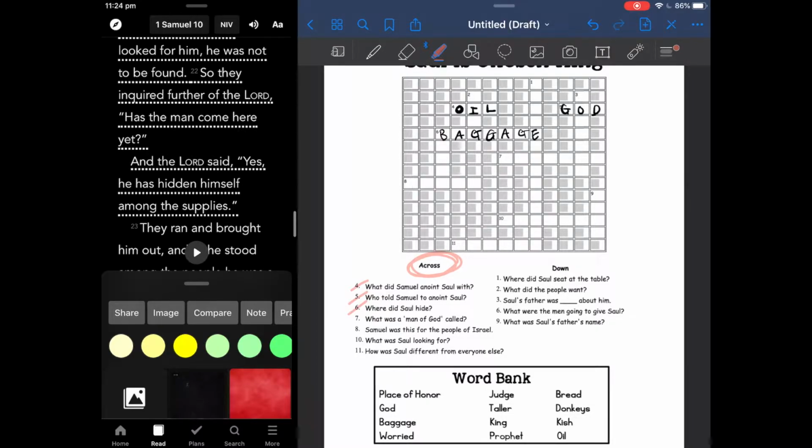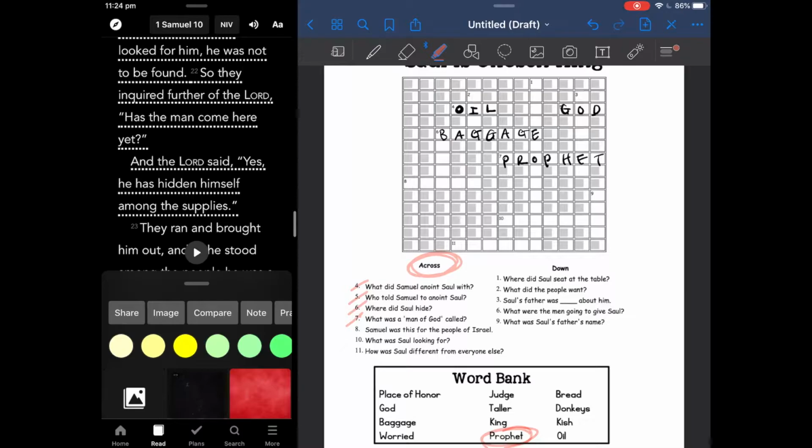What was the man of God called? Ooh, this is actually a little bit tricky, but if I see the word bank, it says place of honor, God, baggage, word, judge, taller, king, prophet, bread, donkey, Kish, oil. So out of this word bank, I found that it's prophet here. Back in the days, we called the man of God a prophet, who speaks on behalf of God. So it was called prophet. So I'm going to write prophet on question 7. Prophet. Good. So I'm going to cross that out again.